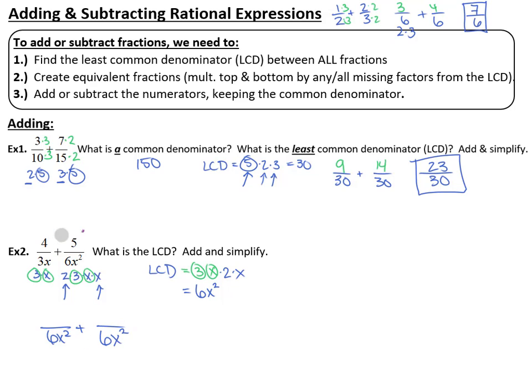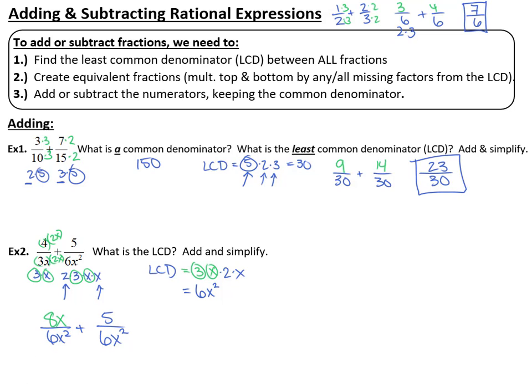And of course, our second fraction already has the common denominator, so we don't need to change the numerator at all. But in this one, what factor or factors were we missing? It's missing the 2, and it's missing the x. So we need to multiply top and bottom by 2x. So that would give me up top 8x.